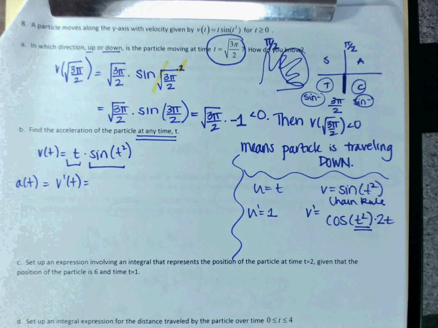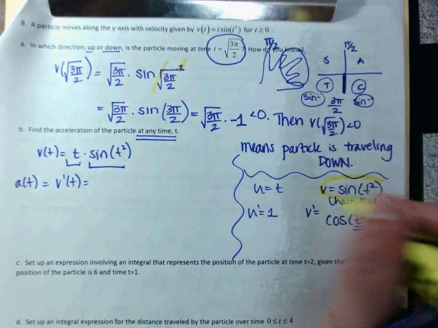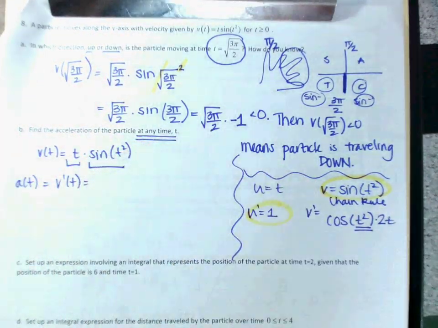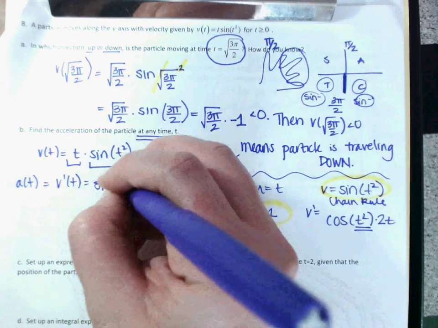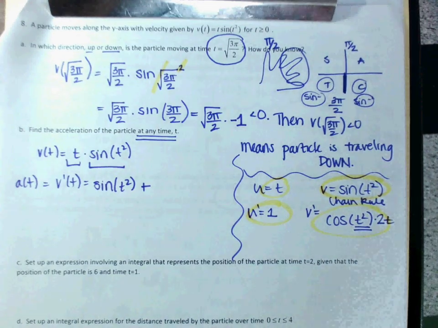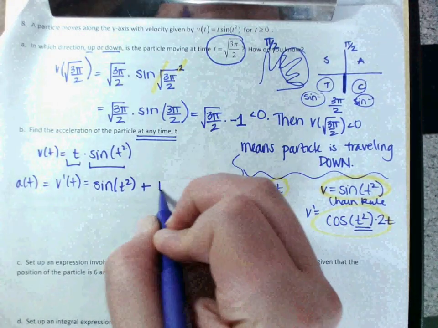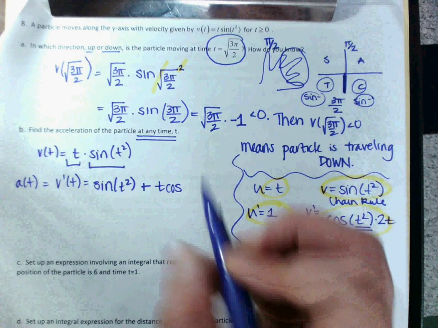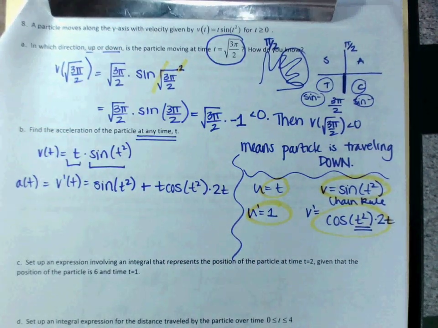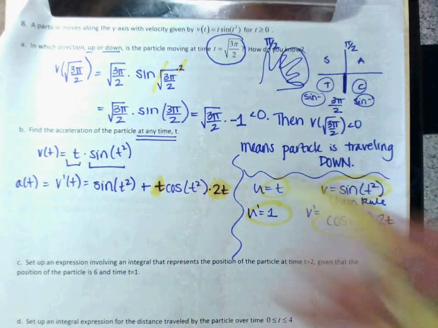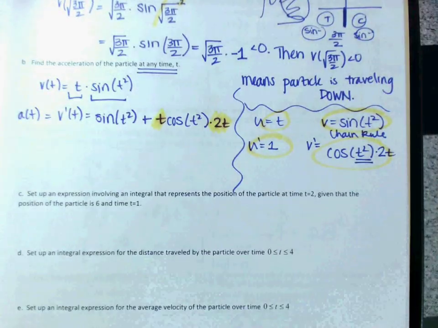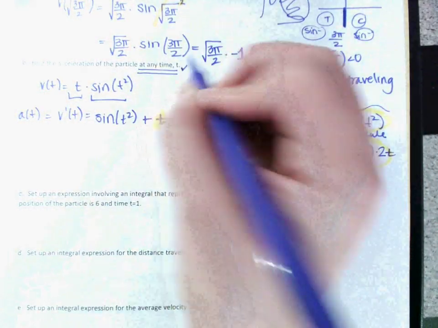So when I set up my derivative here, I'm going to do this diagonal first. So it'll be 1 times sine t squared. And then on my other one, it's going to be t times cosine t squared times 2t. Now, you could always combine this t and the 2t and make it a 2t squared if you wanted to, but I'm not going to just because I don't feel like it. Okay, so it says, find the acceleration at any time, check.